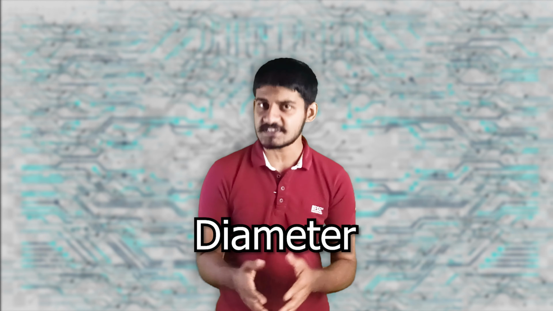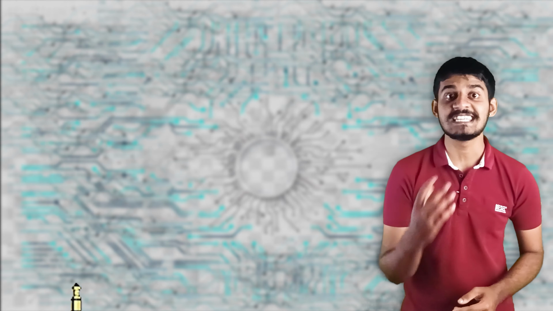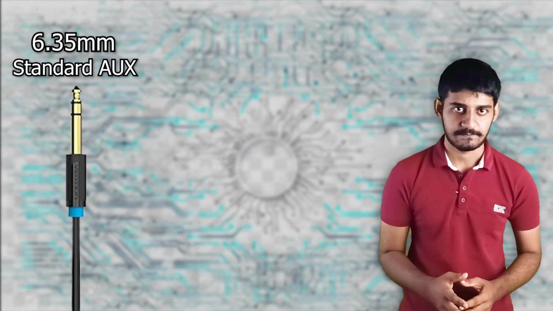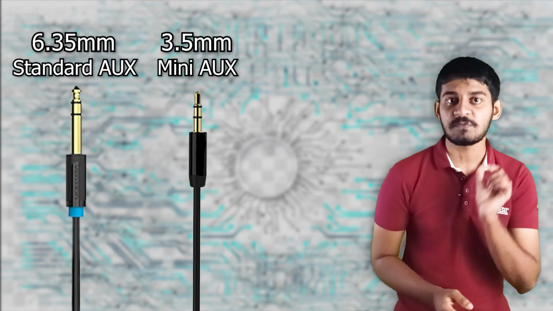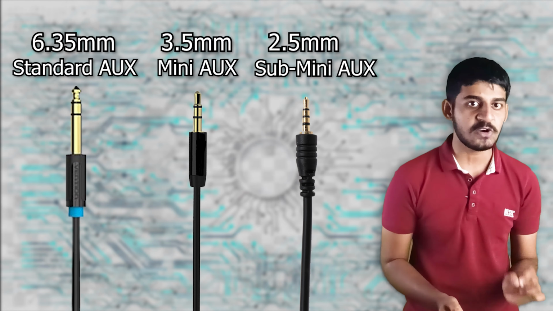Firstly, let's talk about apparent ones. When you see the connector, the first difference is the diameter or the size of the connector. The outside diameter of the sleeved connector, the standard one, is 6.35 mm. The mini version has a diameter of 3.5 mm and the sub-mini version has 2.5 mm as its diameter. The mini connector has a length of 14 mm.